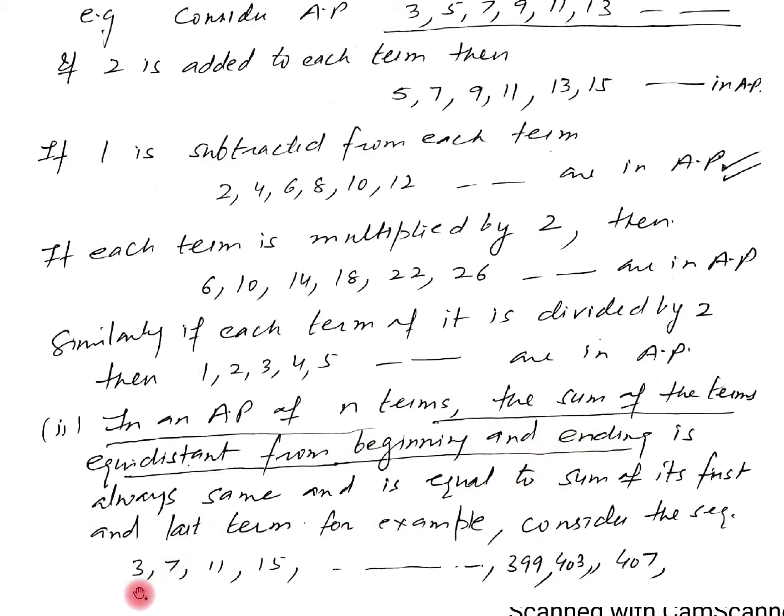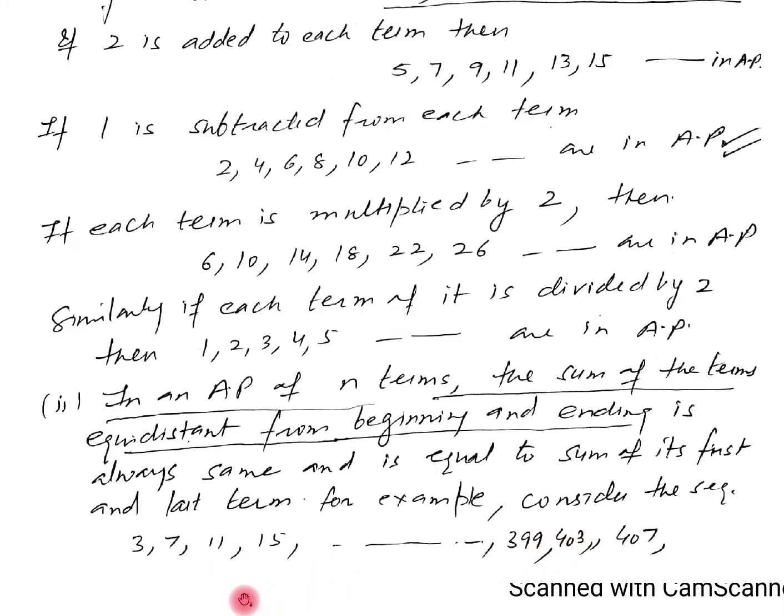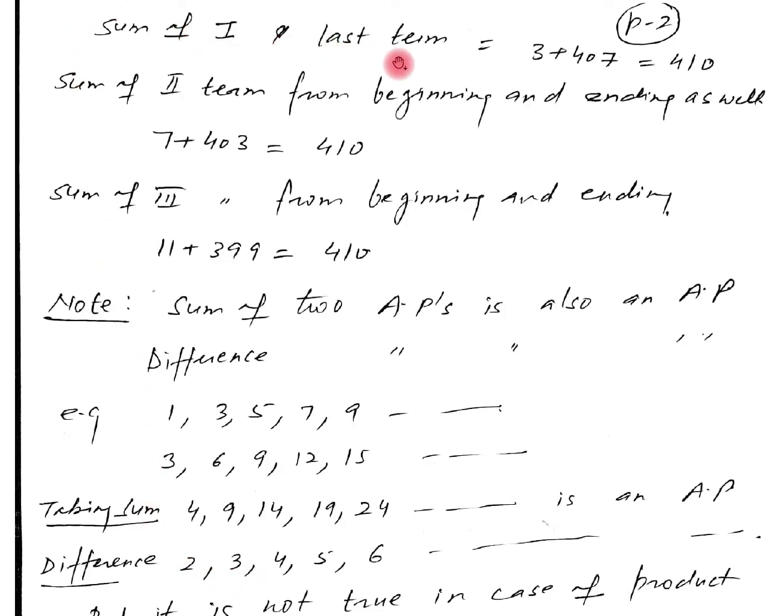The sum of the terms equidistant from the beginning and the ending means if I am taking the first term from the beginning and the first term from the last, the sum will be what? 410. Similarly, if I am taking the second term from the beginning and the second term from the ending, again the sum will remain the same. The sum of the first and the last term is 3 plus 407, 410. Then for the second term from the beginning and the ending, 7 plus 403 is equal to 410. Similarly, the sum of the third term from the beginning and the ending is again equal to 410. This is the meaning of this result.